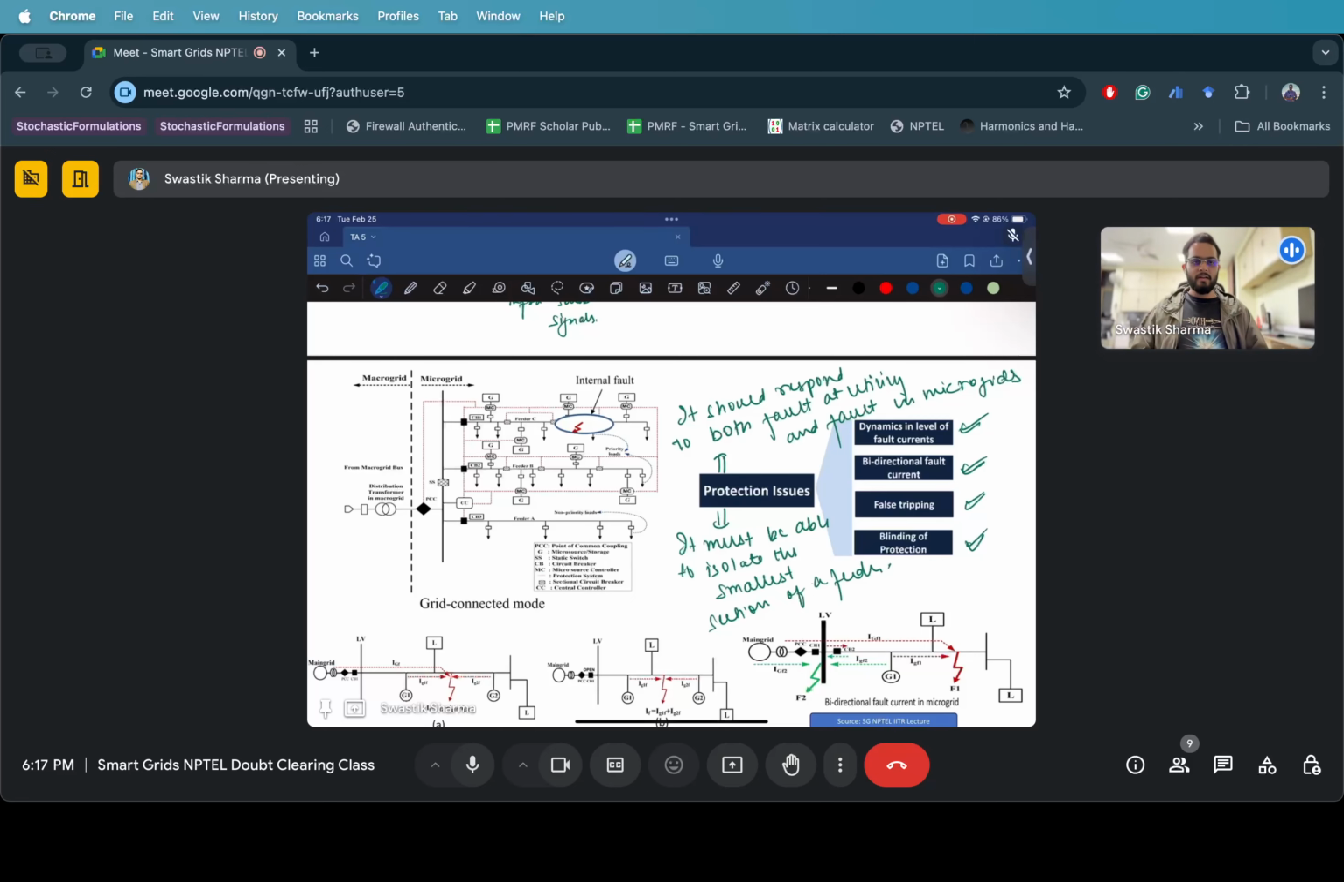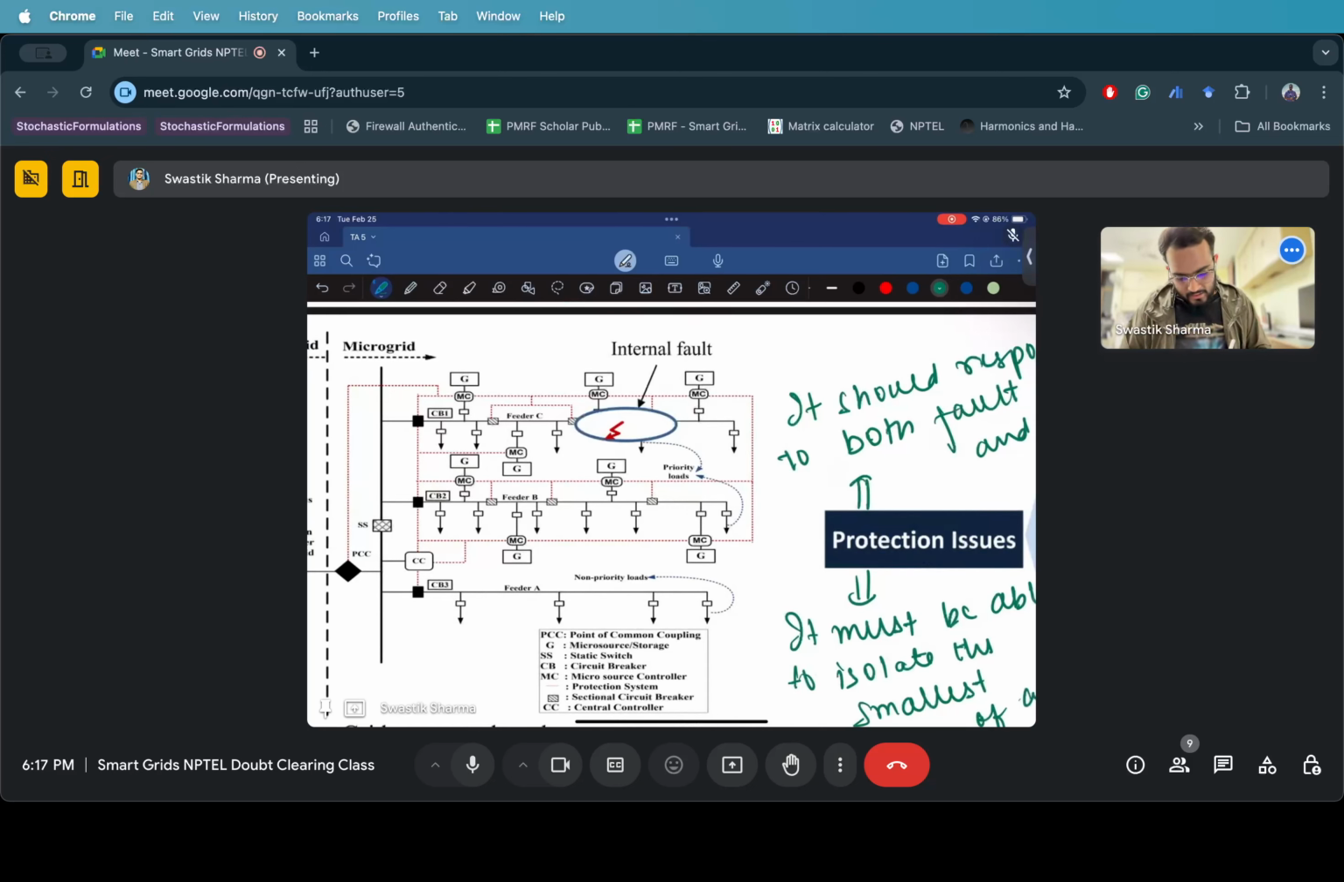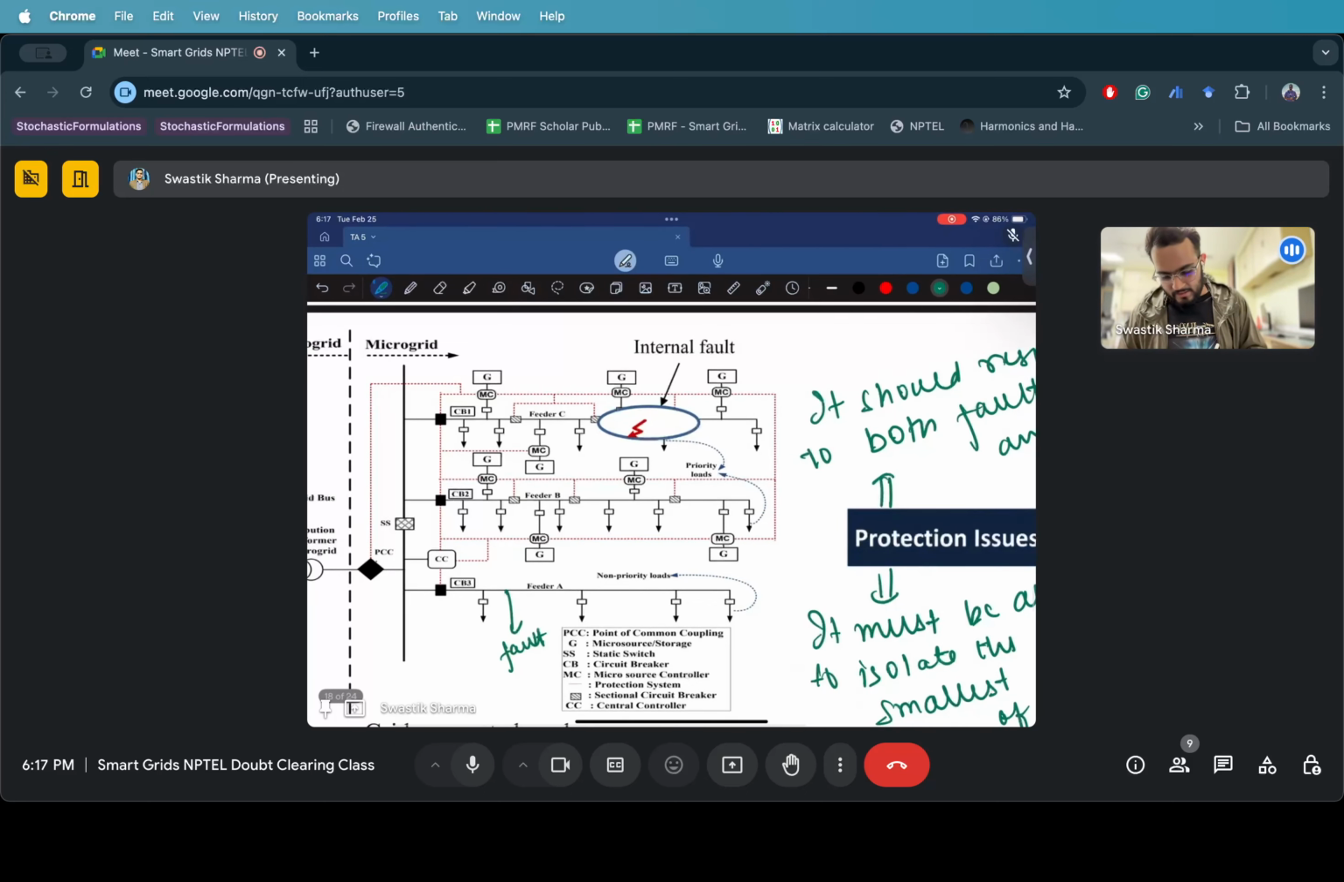Let's say a fault occurred at one feeder, let's say feeder A. One thing you can do is simply trip this. You won't receive anything from your microgrid. You're fine, right? But that is not how you should do it. You should only isolate that fault in that faulty feeder, not the entire system.